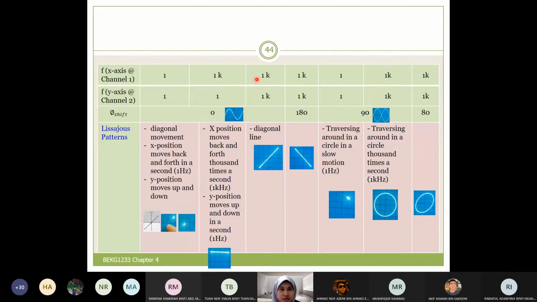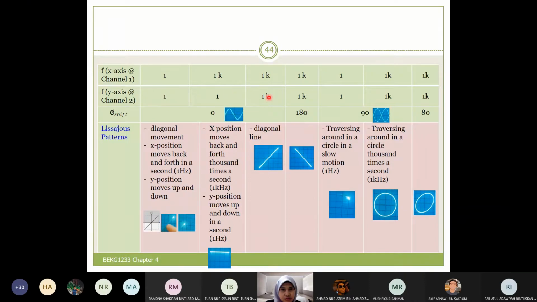Now let's say the frequency for the x-axis is 1K, and the frequency for the y-axis is 1K as well. And the phase shift is equal to 0 again.